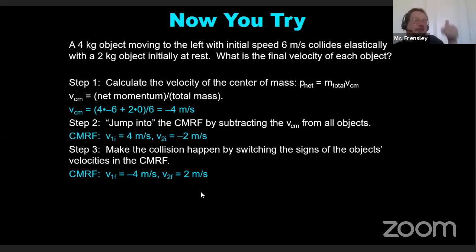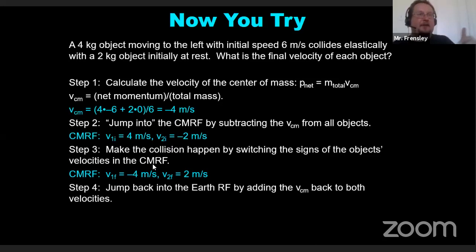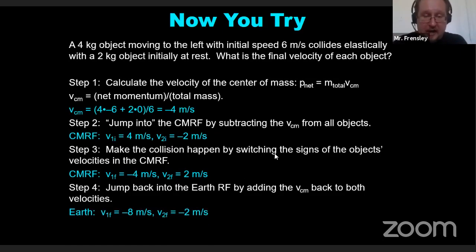Now I'm going to add the center of mass velocity back to jump back into the Earth frame of reference. So I subtracted the center of mass velocity from everybody, switched their signs, then add the center of mass velocity back. So I'm going to add -4 back, and the lighter object is going to go 8 left meters per second. I'm going to add the -4 back, and the heavier object is going to go 2 left meters per second. So those were the 2 speeds you should have gotten.